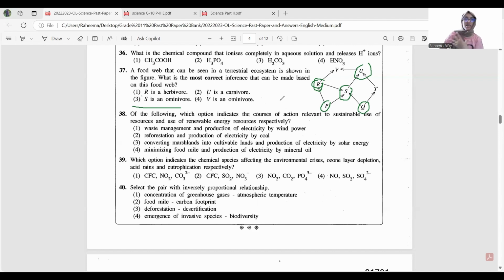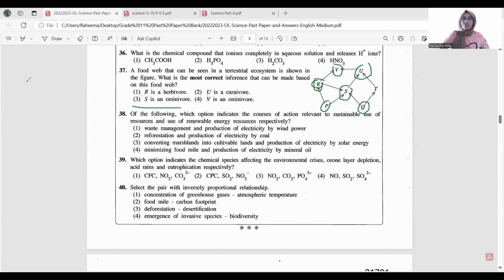V is an omnivore? V can be an omnivore or a carnivore, so there is a doubt. We can't prove that from the food web, right? So actually we can prove it from S, which is the answer, because in science we don't accept anything without evidence. So here we have evidence in the food web.